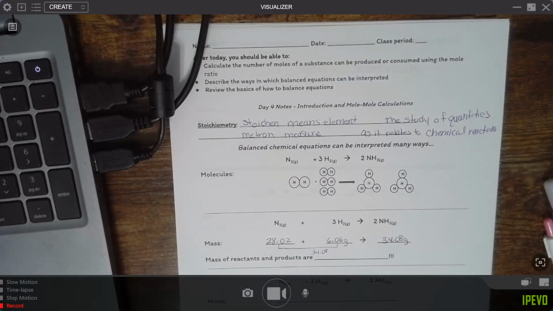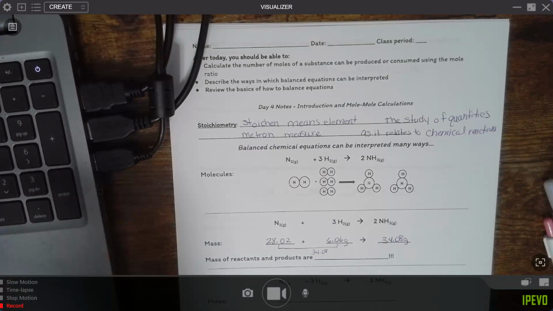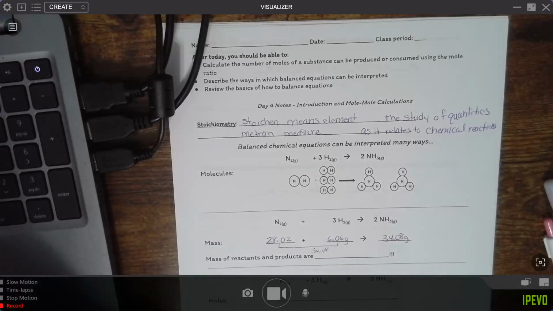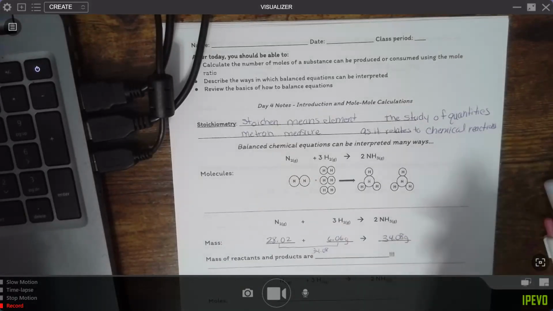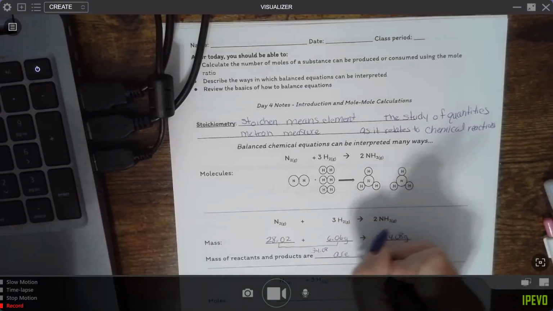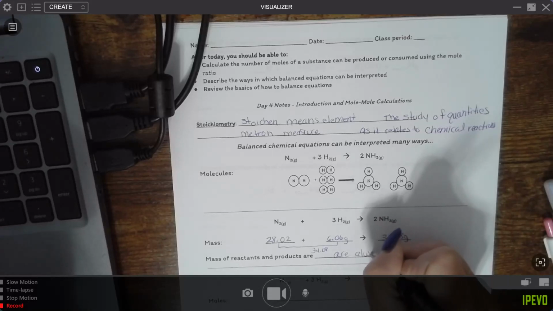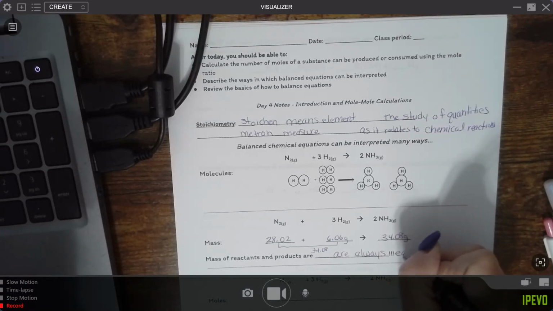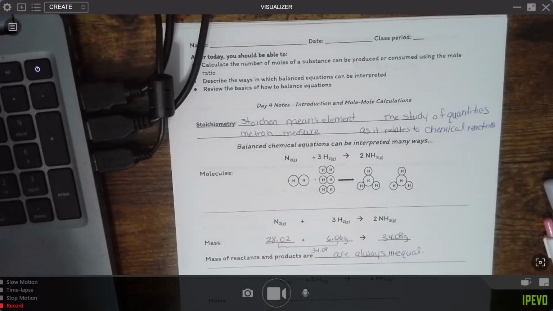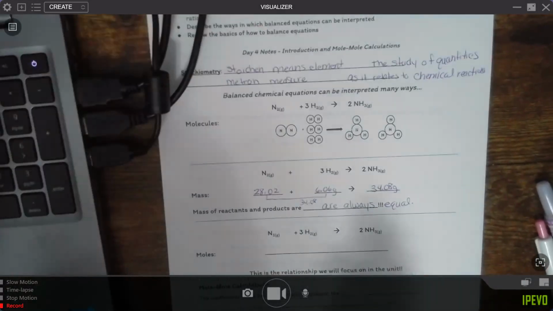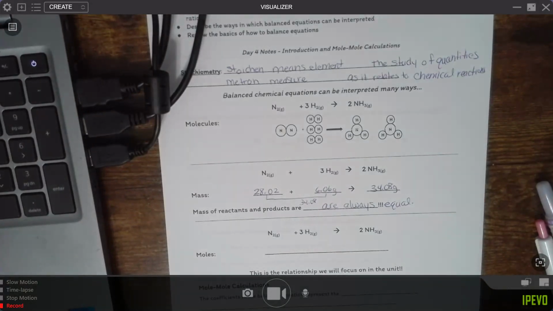So what this is showing us is that the mass of the reactants and products are always equal. And that's what the law of conservation of mass says: matter cannot be created or destroyed. It can just be rearranged.